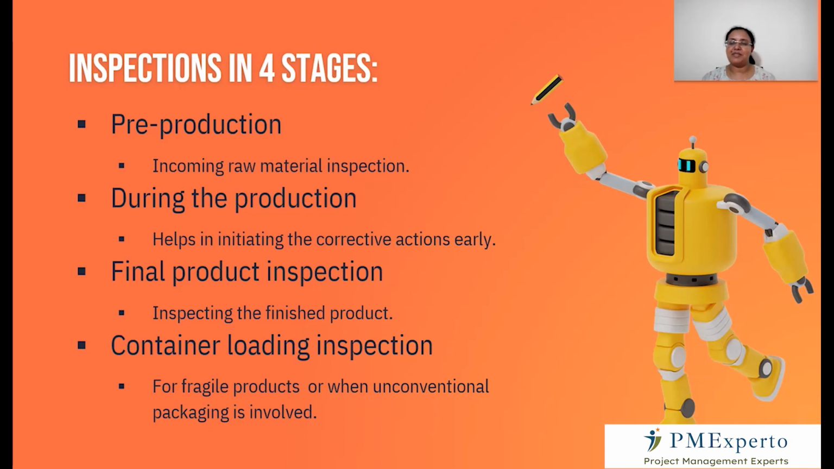Whereas in few cases where we are talking about handling fragile products which may get damaged during transit, or where there is any unconventional packing involved in shipping that particular product, there may be another level of inspection while the loading happens. We call that container loading inspection. The way the loading happens is such that when the product reaches the customer, it should not be damaged. That can be ensured through this container loading inspection. So these are the 4 types of inspection.